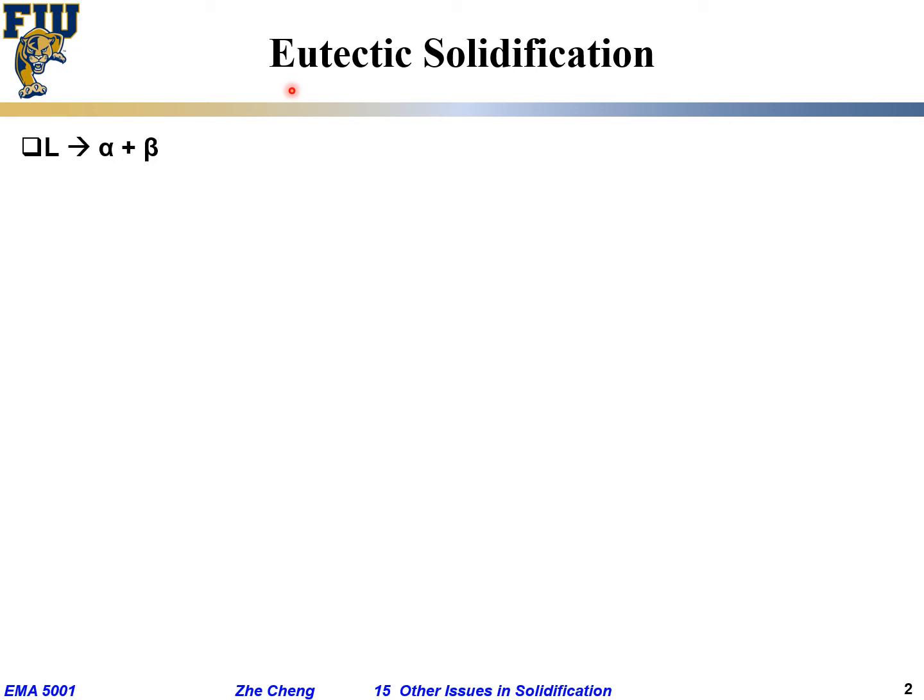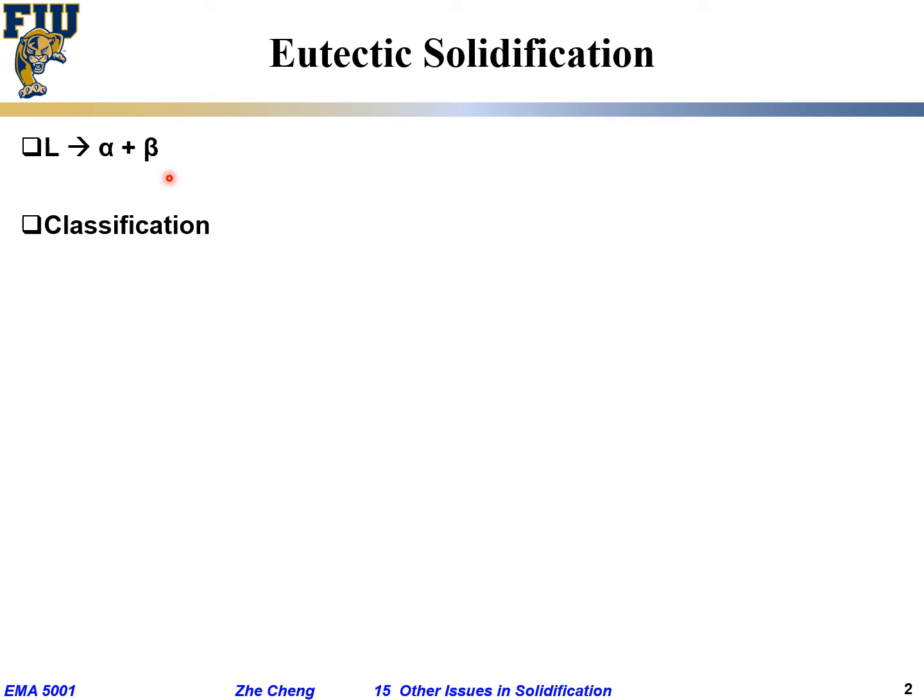Probably in your materials engineering class, you learned that eutectic phase transformation is going from one liquid into two different solids, quite often of different crystal structure, or even the same crystal structure but very different lattice constant and a very different composition, from L to alpha plus beta. And this is a special type of solidification, but it involves large change in composition.